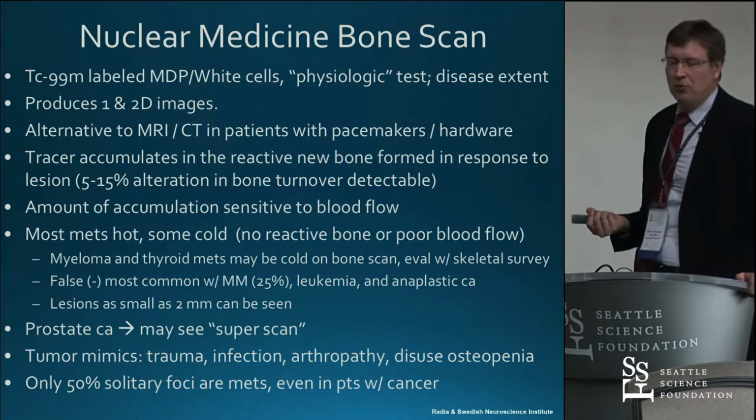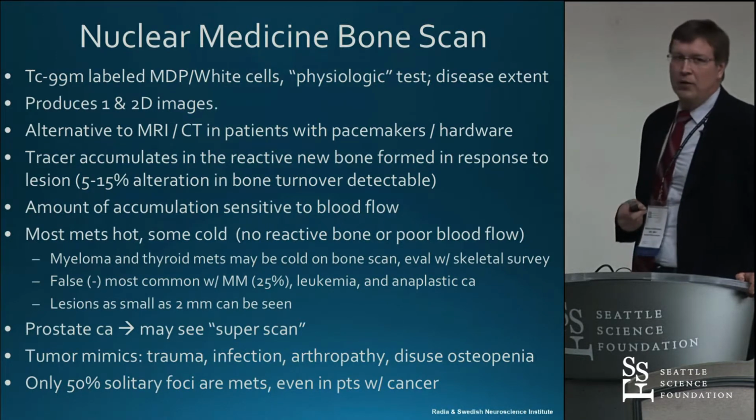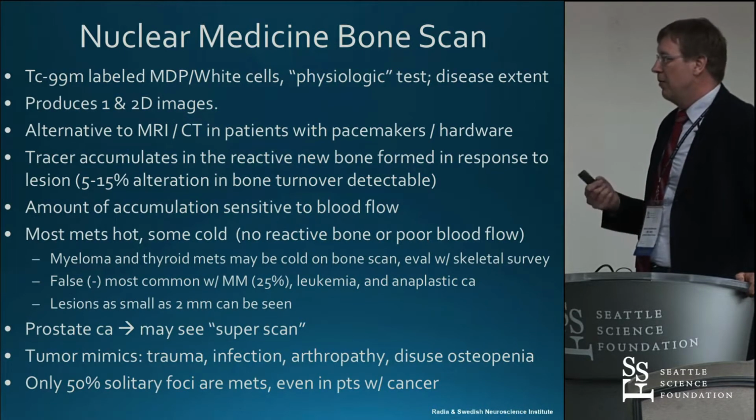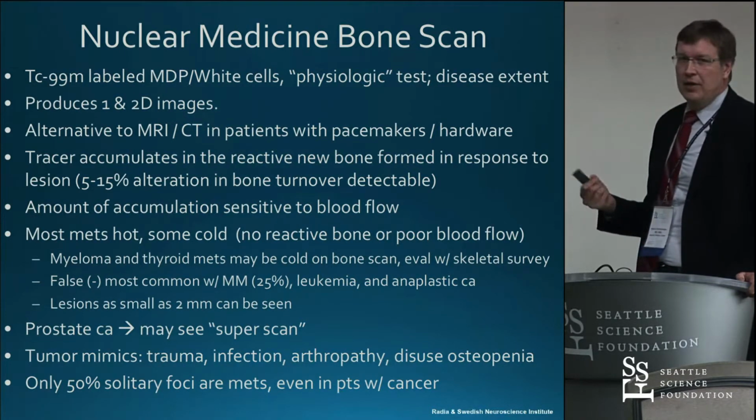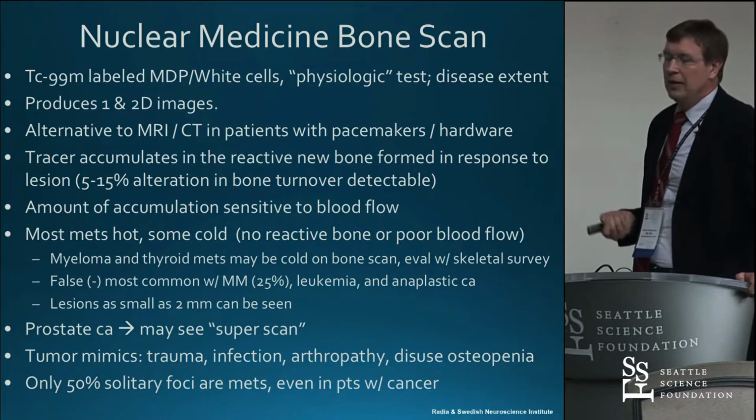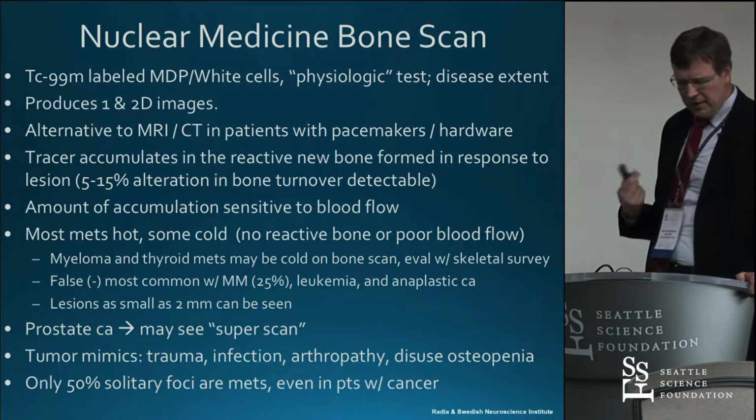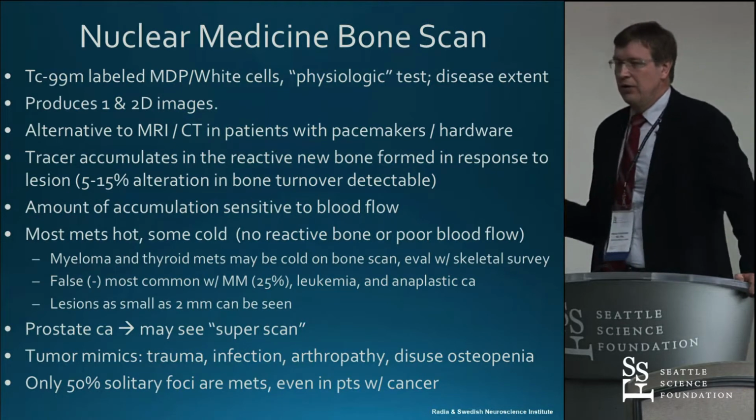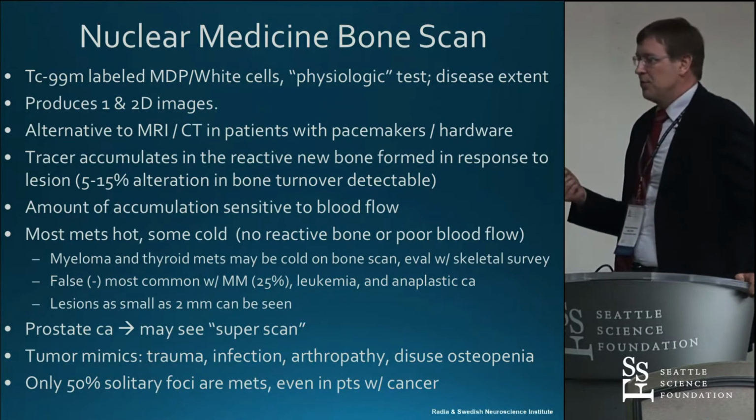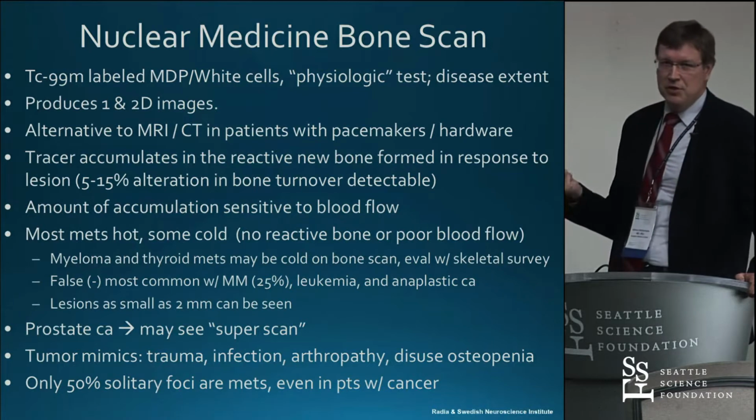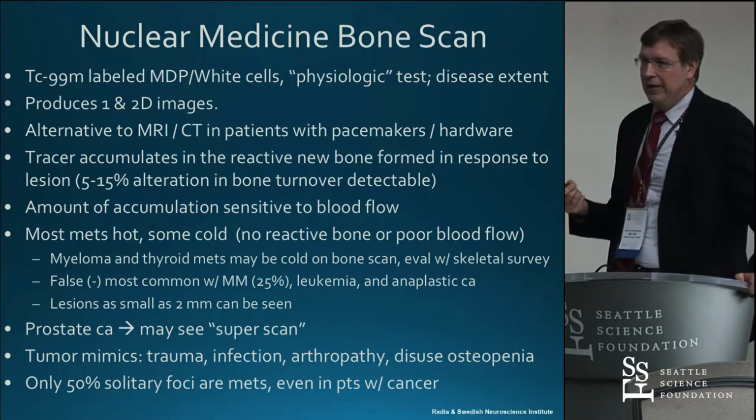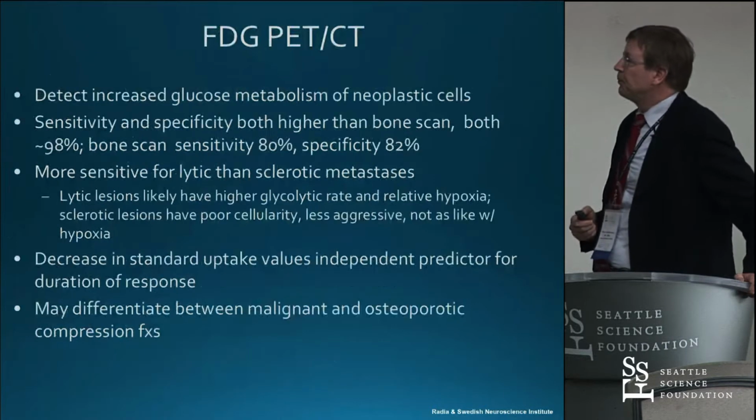And there are mimics of tumor that we have to be aware of on nuclear medicine bone scan: trauma, infection, arthropathy, or even disuse osteopenia. These can be hot on the bone scan, so be careful. In general, if there is a solitary focus in the spine, even in patients with cancer, only about 50% of the time is it actually a met. So it's something to keep in mind.